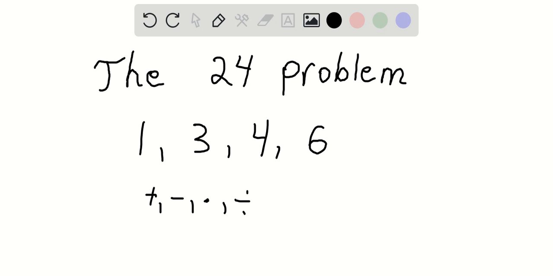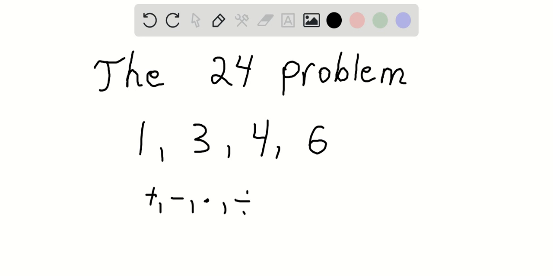Our task is to create expressions that evaluate to all the numbers from 1 through 24. Now, there are no restrictions on the operations. We can use the main four operations: add, subtract, multiply, and divide, as many times as we need them. However, we must use each of the numbers 1, 3, 4, and 6 exactly one time each. So 1, 3, 4, and 6 must be used once and only once.